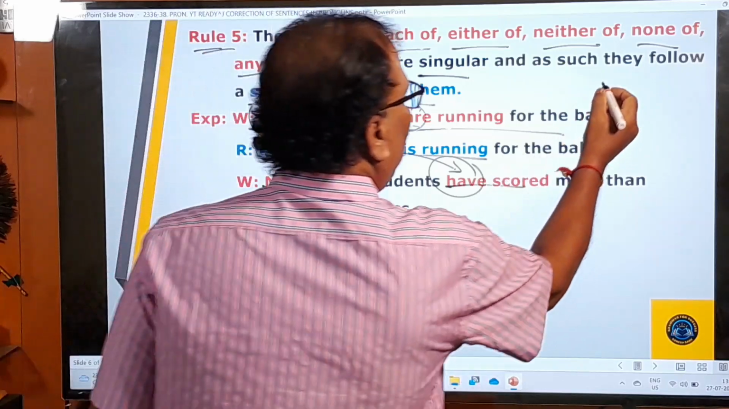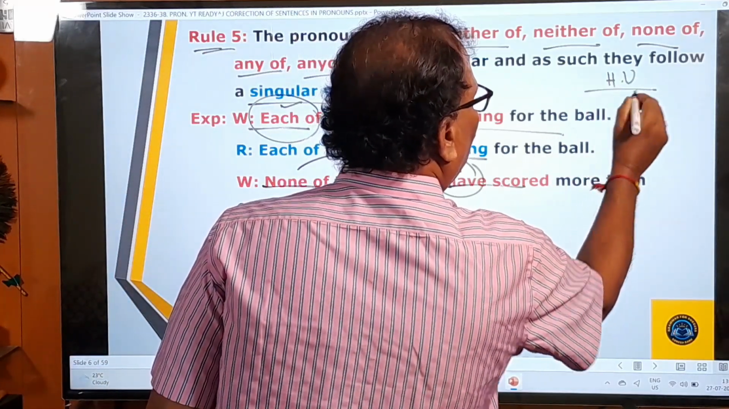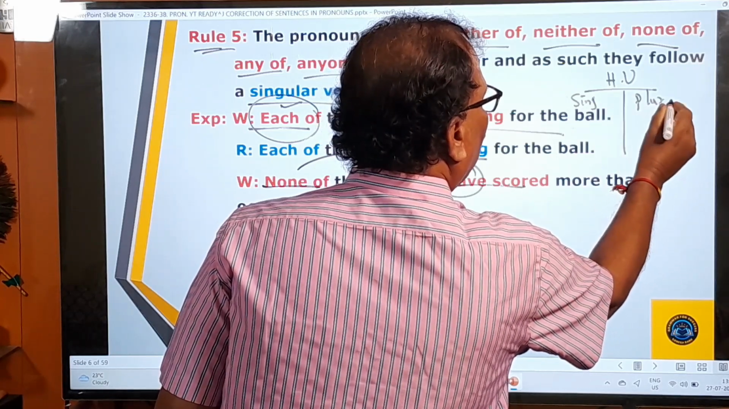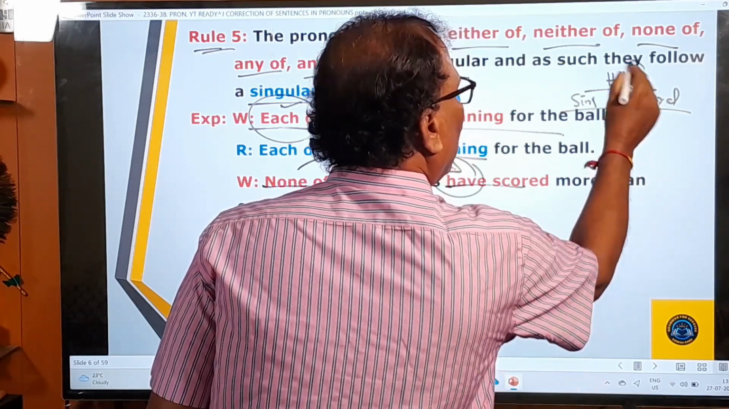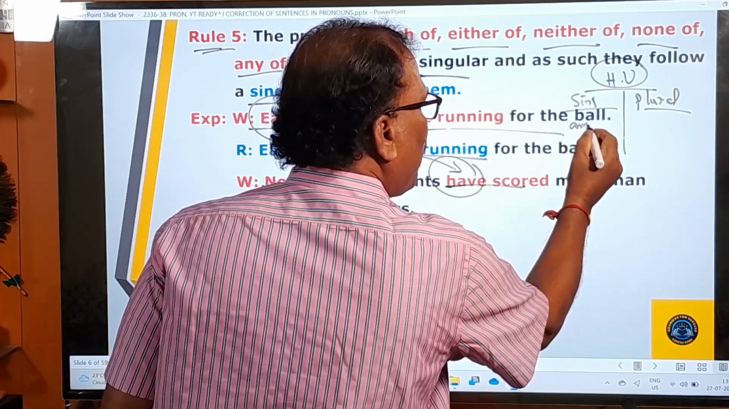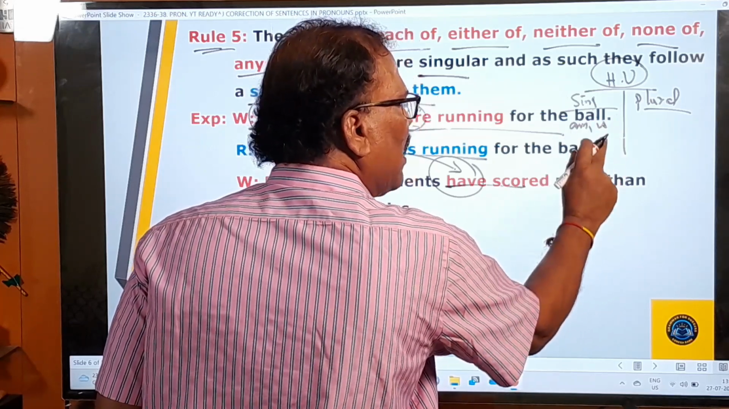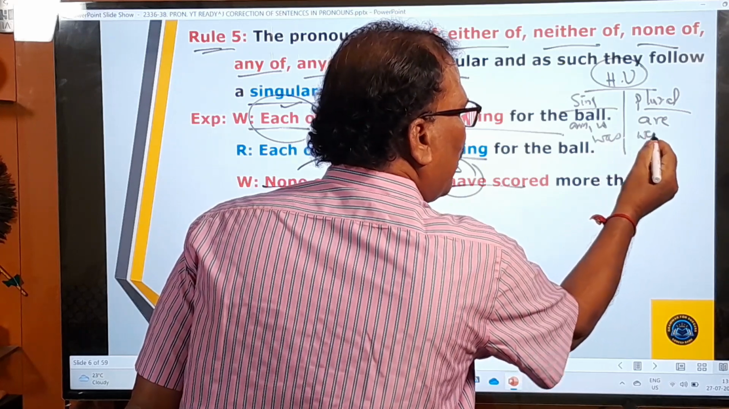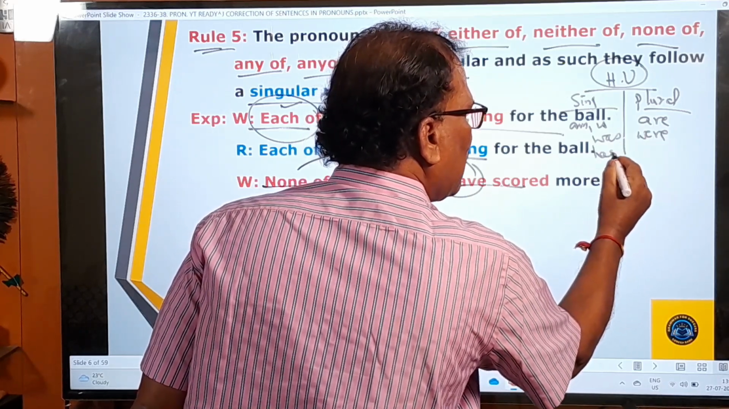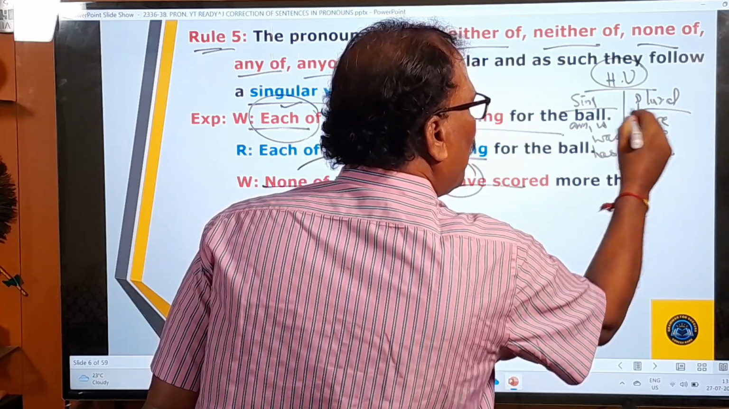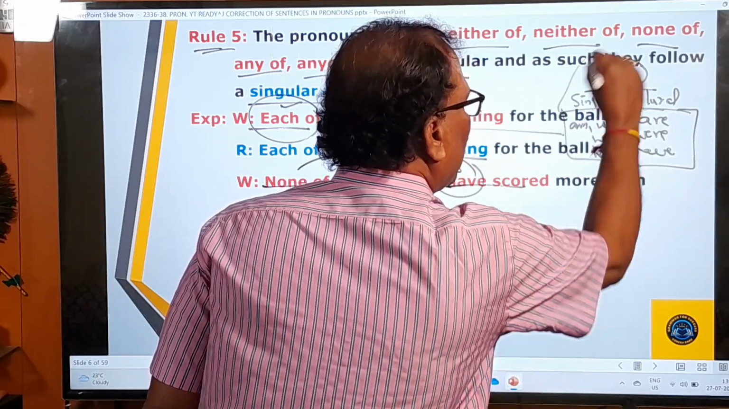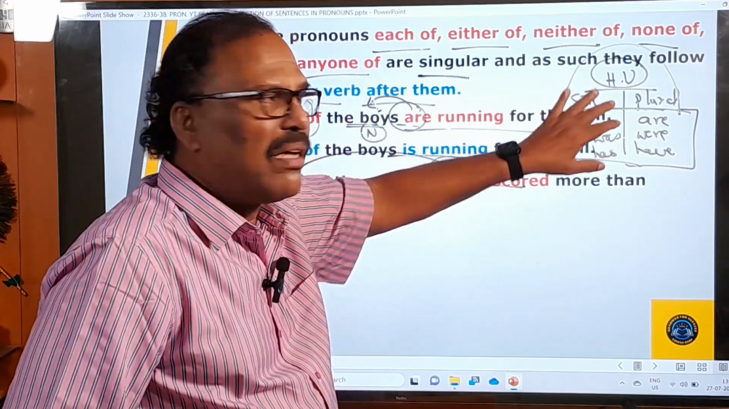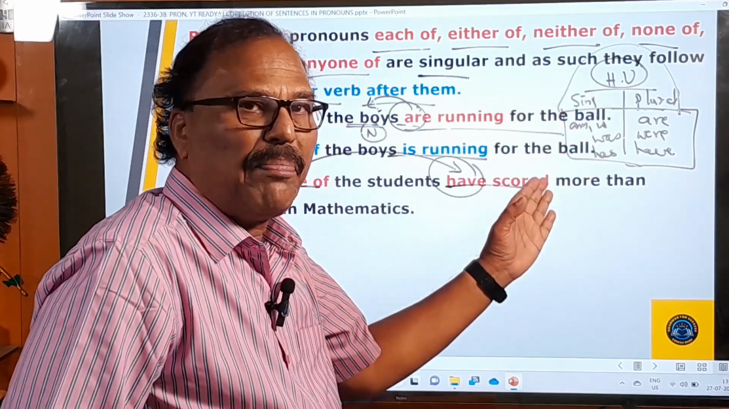Very well. Of the helping verbs, let me give you a point, keep this in mind. Singular, plural. What are the very important ones? Am, is: these two are singular helping verbs. The plural one is are. Was is singular, were is plural. Has is singular, have is plural. Please keep this point in mind.